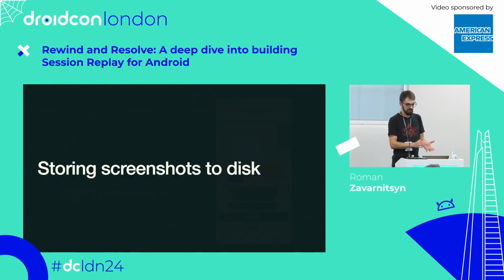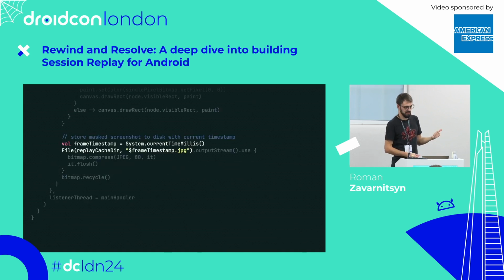We still have some parts of our algorithm not covered, and the next one will be storing screenshots to disk. This is very simple, actually. There is only one caveat: we use the current timestamp as a screenshot name, so we can recover this in case, I don't know, the app crashes. We know at which point in time this screenshot was taken.